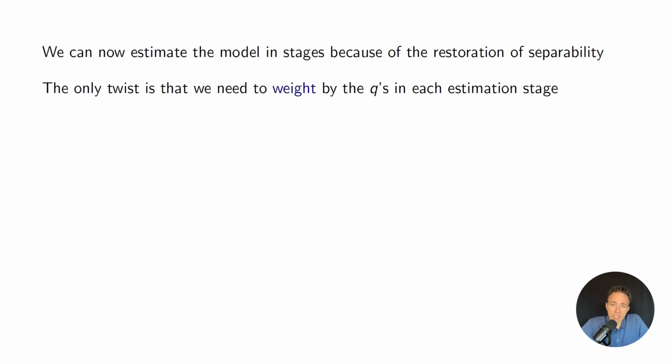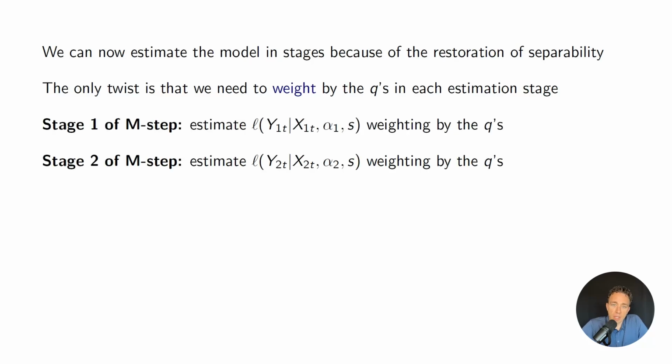So the main twist is that we weight by the Q's, and then we can get consistent estimates of all the parameters that we're interested in using this algorithm. So in stage 1 of the M step, we weight by the Q's the estimation of L of Y1, and then the same thing for L of Y2. And if the sequencing is opposite, then we do it in the correct sequencing order.